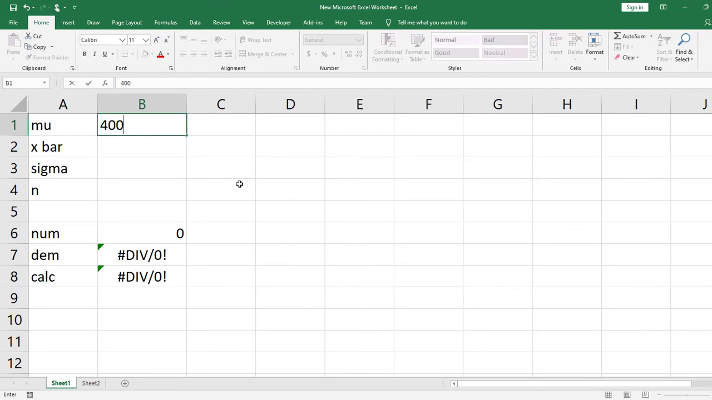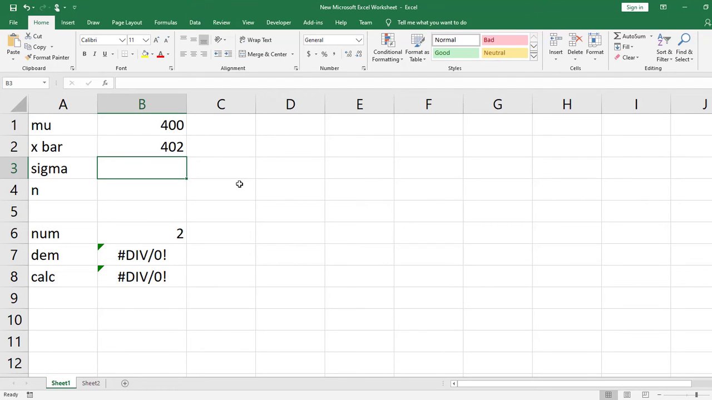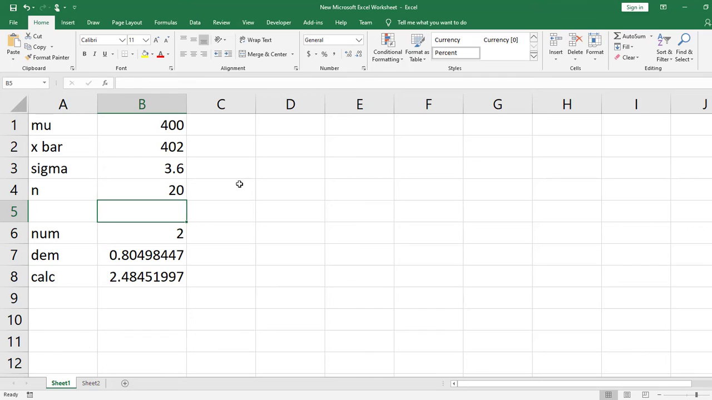So our mu is 400. Our x bar is 402. What's our sigma again? Absolutely. So 3.6. And then we are working with a sample of 20. We get a result of 2.48.